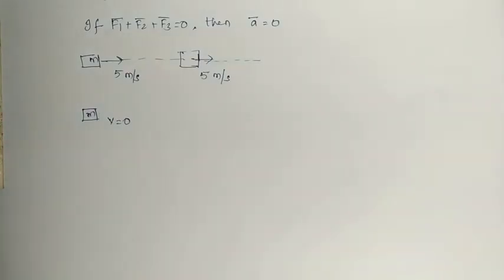The body will continue to move with the same magnitude of velocity and the same direction of velocity. The important thing here to understand is that velocity is a vector quantity. So when I say velocity is not changing, I mean to say that both direction and magnitude are not changing. So that's what happens when a body initially has a certain velocity and different forces act on it. If their sum is 0, then acceleration will be 0. So the body will continue to move with the same velocity.